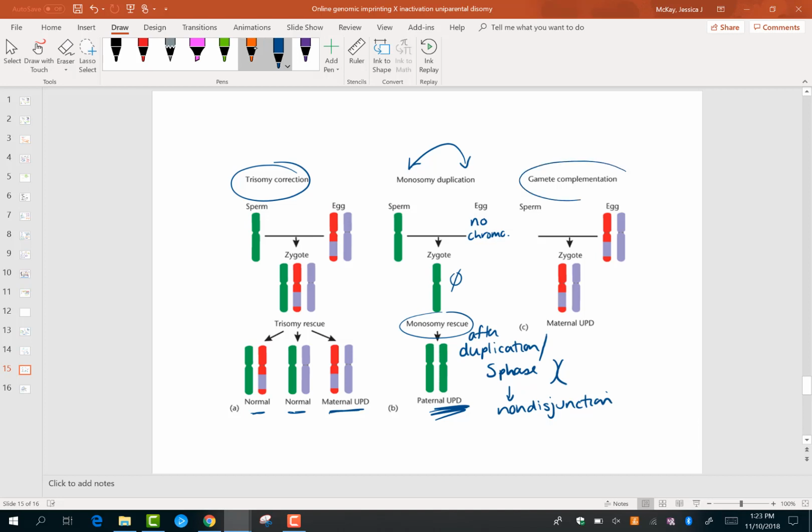Gamete complementation is talking about having 2 already, right? So non-disjunction happening again twice, nothing from this parent, right?